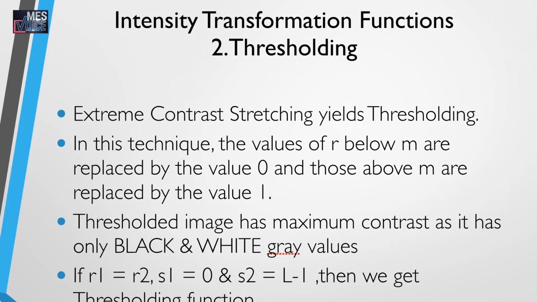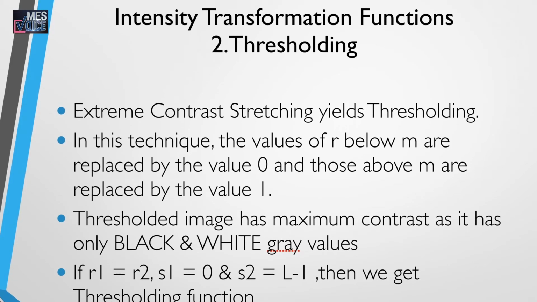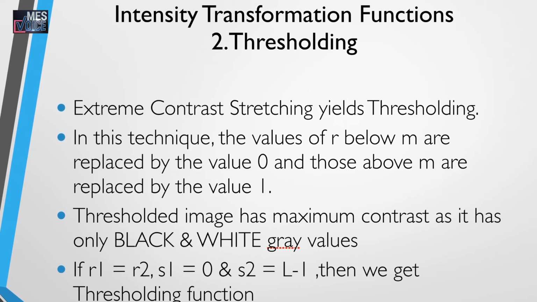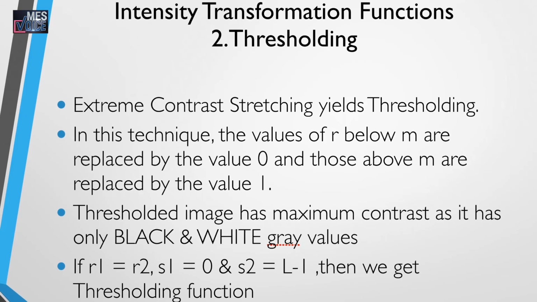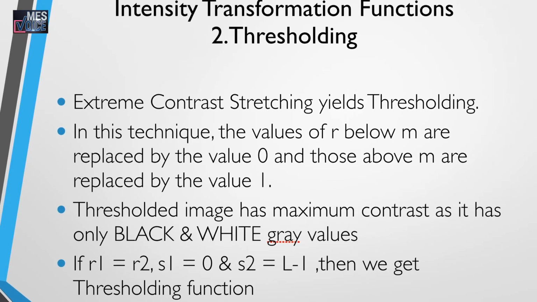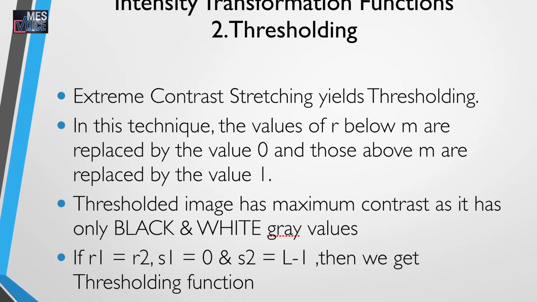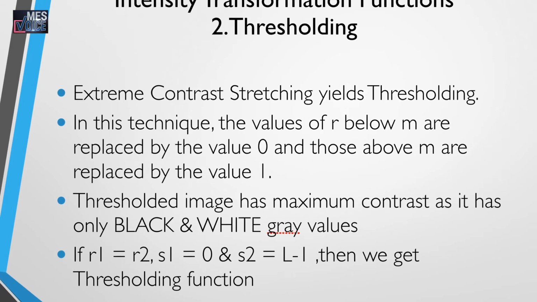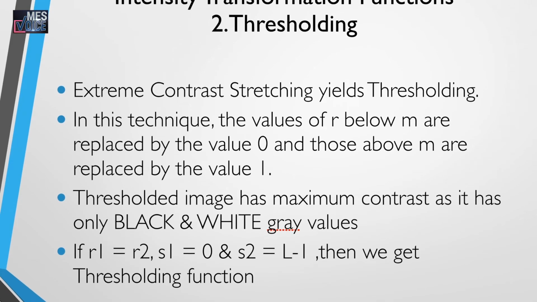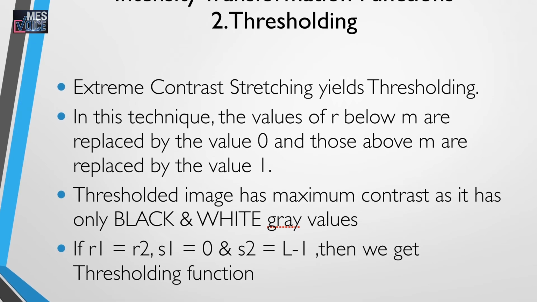Now moving on to the second intensity transformation function, thresholding. In this technique, the values of R below M are replaced by the value 0 and those above M are replaced by the value 1. Extreme contrast stretching yields thresholding. A thresholded image has maximum contrast as it has only black and white gray values.